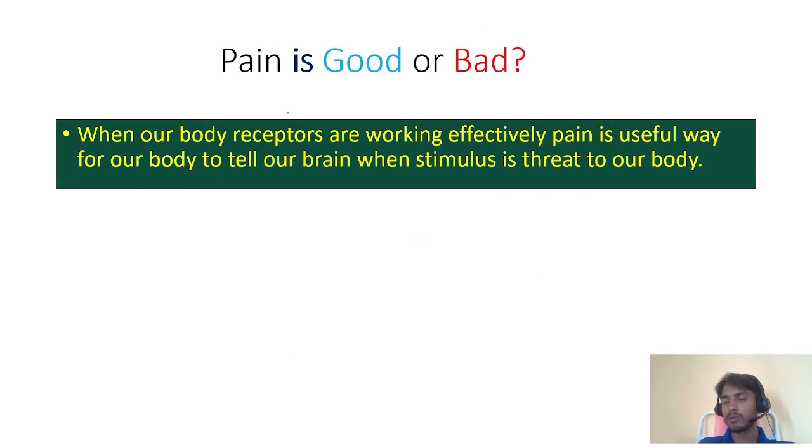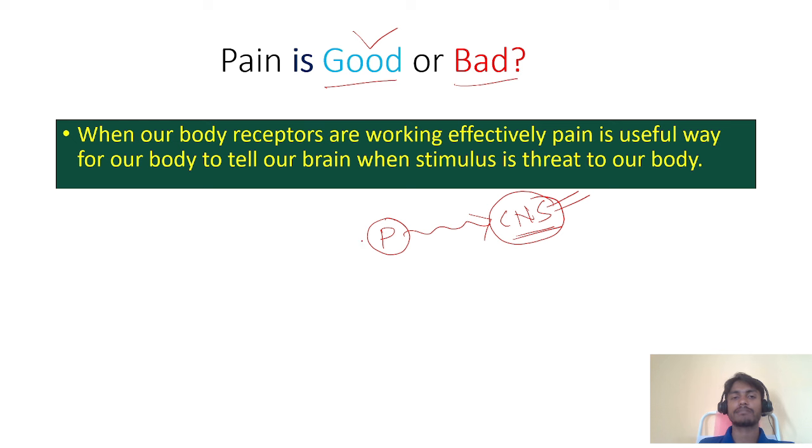Next, whether pain is good or bad. Pain is always good because it gives information. For example, if our tooth gets damaged, how do we come to know? The pain produced in that particular tooth is sent as information to the central nervous system. In the pain region of the central nervous system we feel the pain, and thereby we take care or administer medicines. So pain is always good for the body.